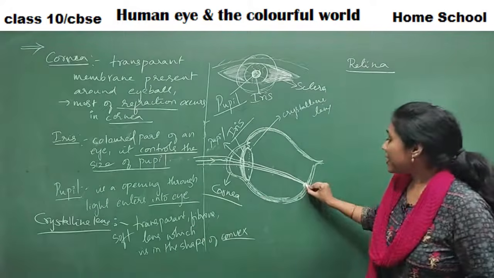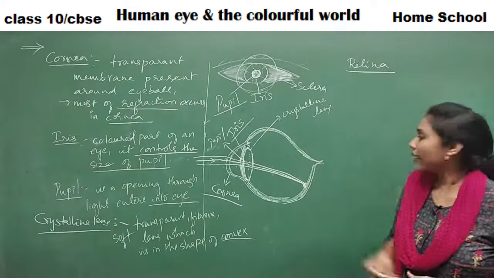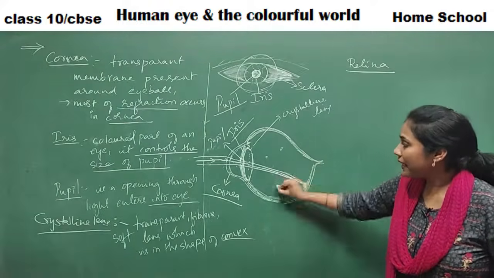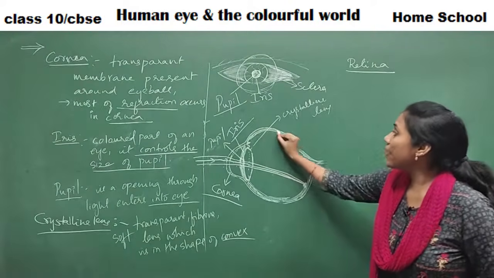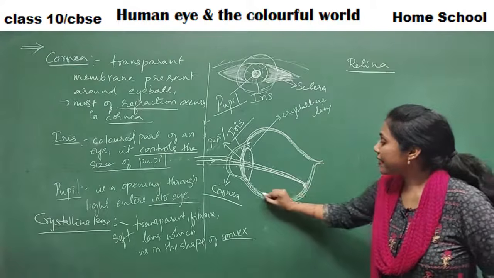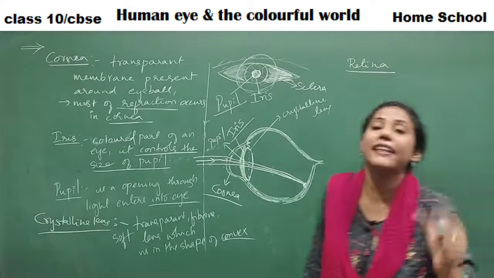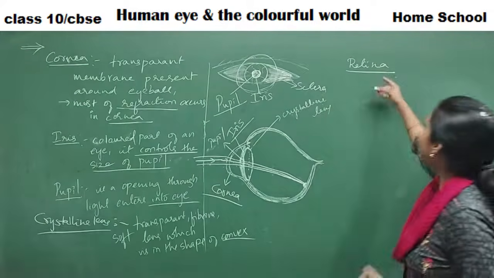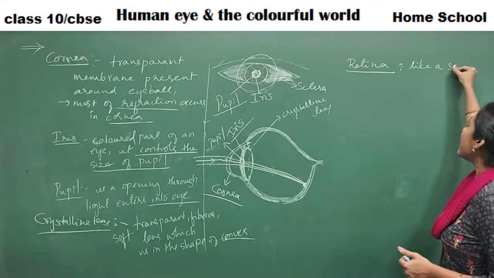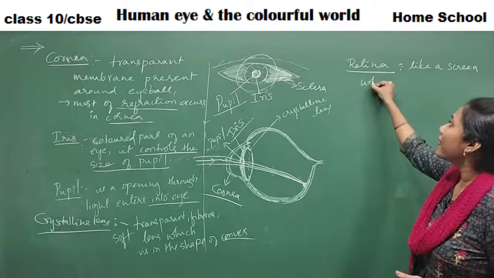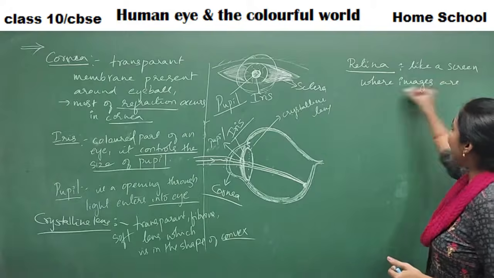So, images are formed on a screen called the retina. Here image is not formed, in this space image is not formed. Images are always formed on a screen. And the screen which is there inside the eye, we call it the retina. So what we can write for the retina? Retina is like a screen where images are formed.